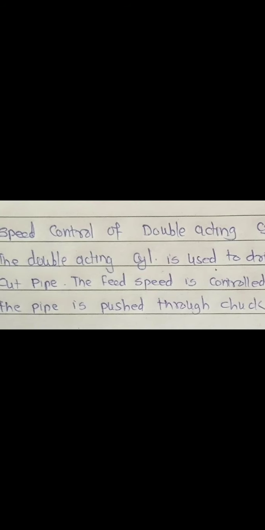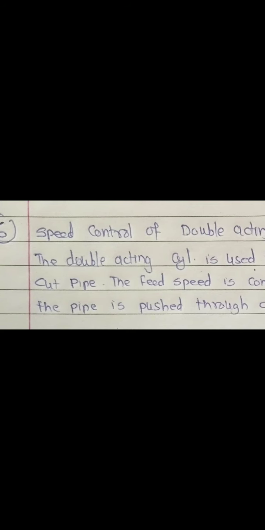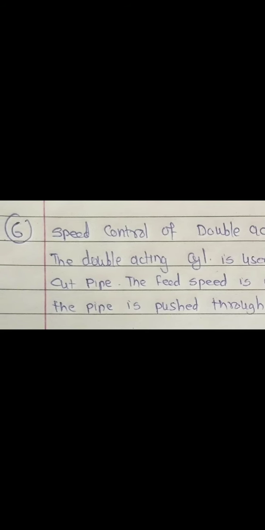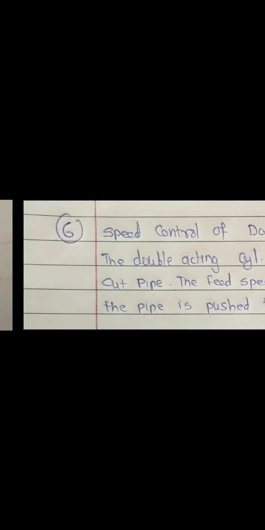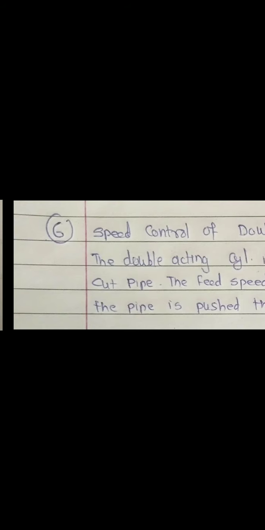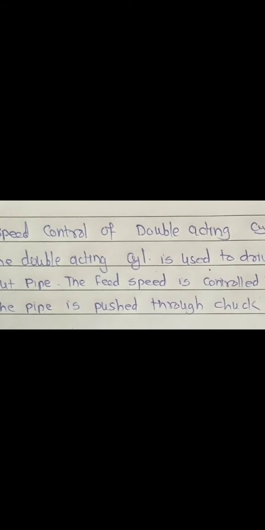A double acting cylinder with a large bore, I will show you in the figure. The double acting cylinder is used to drive the cutter wheel towards the center of a pipe to cut and separate it. The feed speed is controlled by the exhaust air throttling. The pipe is pushed through a chuck up to a stopper. You have to develop a control circuit to implement the above requirement.